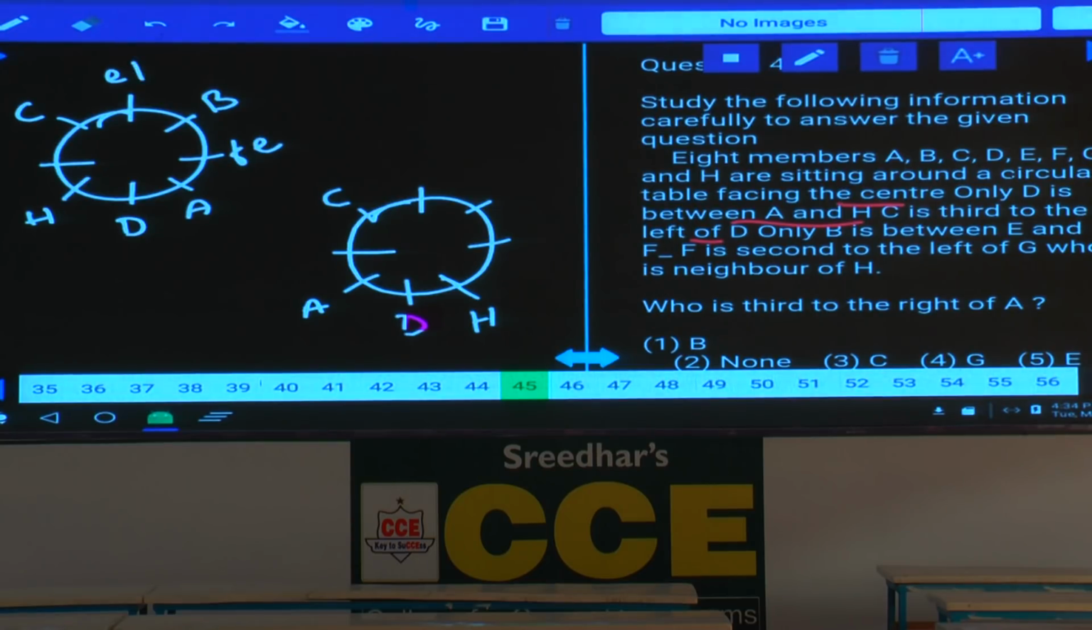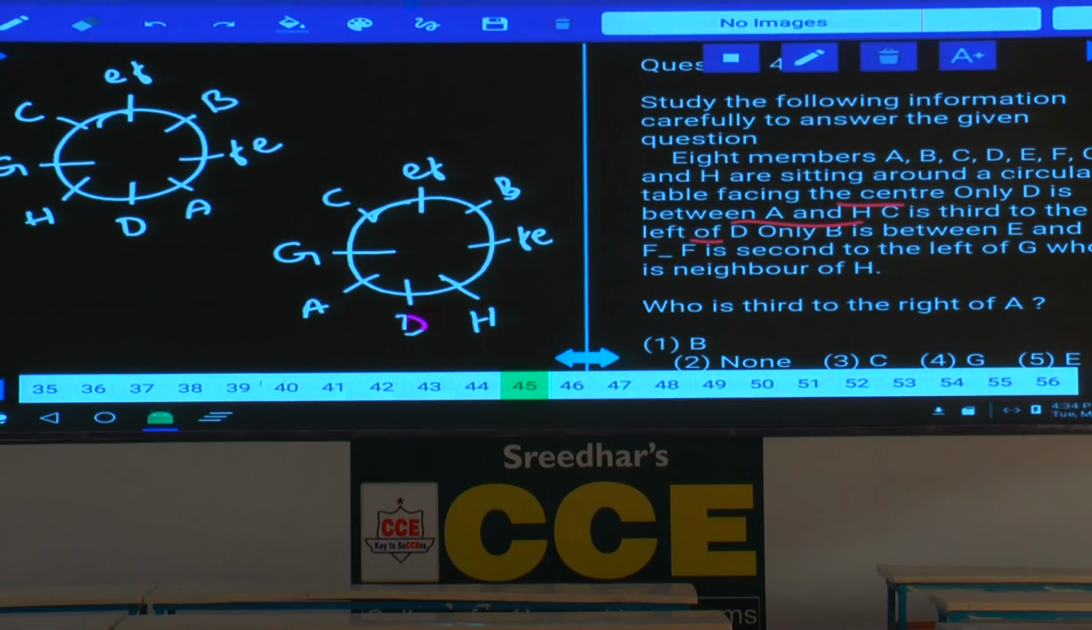Or if E is here, F will be here. Then who is the person left over? G is the person left over. Done? And only B is in between E and F. Here also B is here. If E is here, F will be here. And next one, or if E is here, F will be here. The person who is left over, G, will be here. Isn't it? Then F is seated second to the left of G.